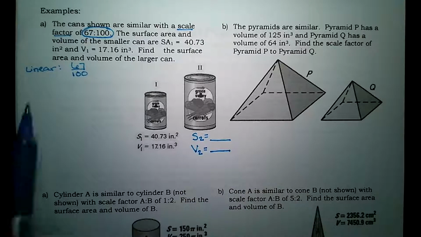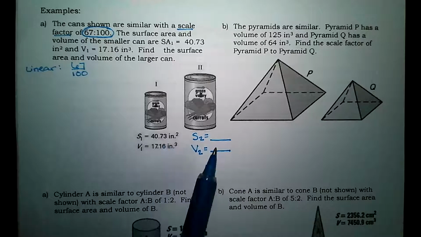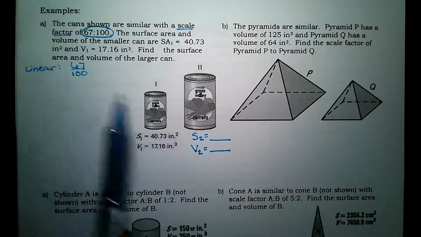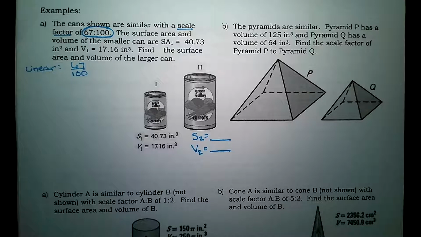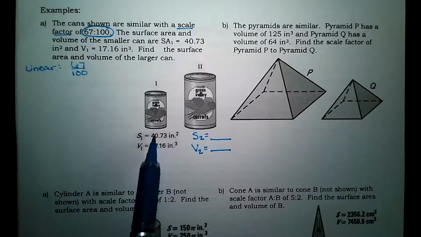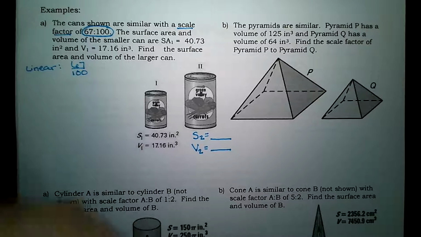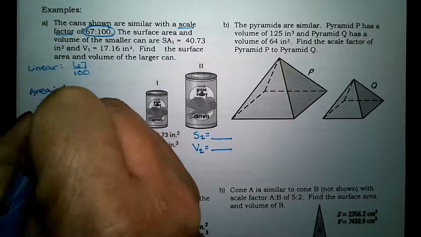All right, well, we cannot compare this linear measure to either of these values. This linear measure is a one-dimensional measurement. This area measurement is two-dimensional. This volume is three-dimensional. Before you can set a proportion up, you have to be in the same dimension. So to solve for surface area, we need to turn our one-dimensional ratio into a two-dimensional ratio. To do that, we square.